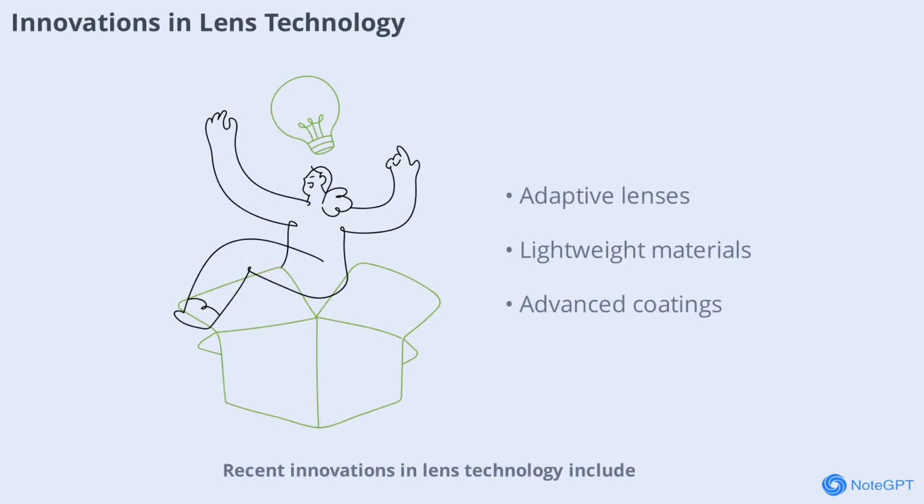Recent innovations in lens technology include adaptive lenses that change shape electronically, lightweight materials, and advanced coatings. These breakthroughs enhance performance, durability, and versatility, opening new possibilities in photography, medicine, and scientific research.